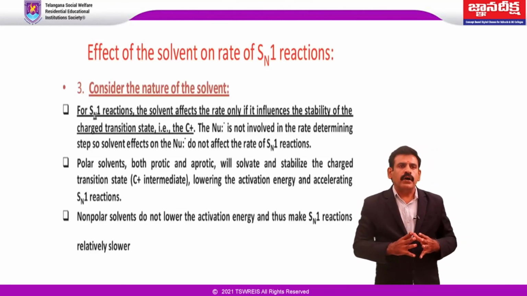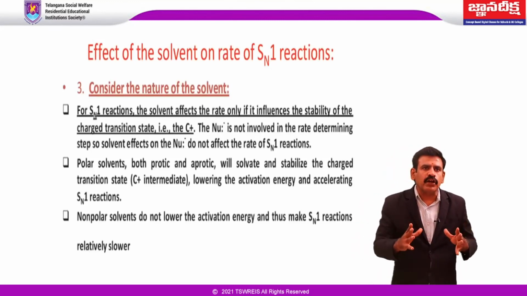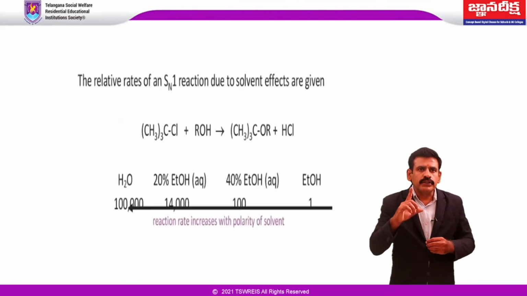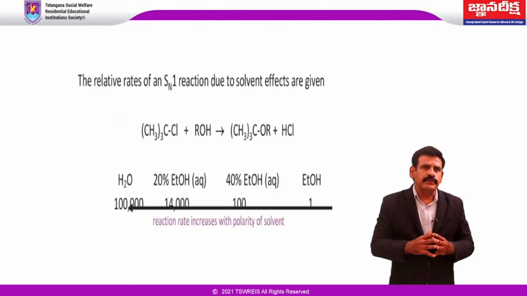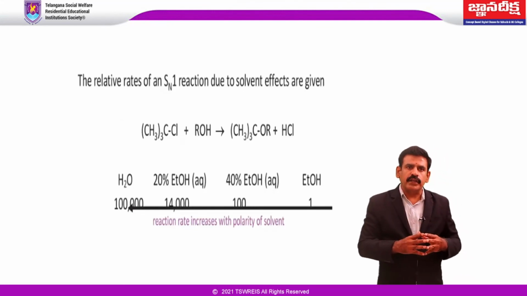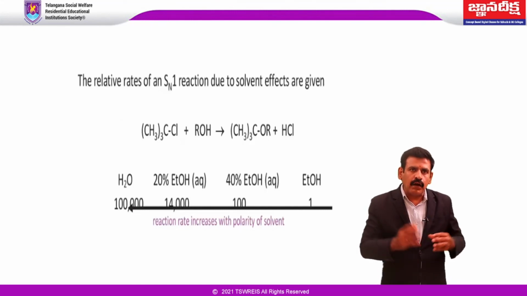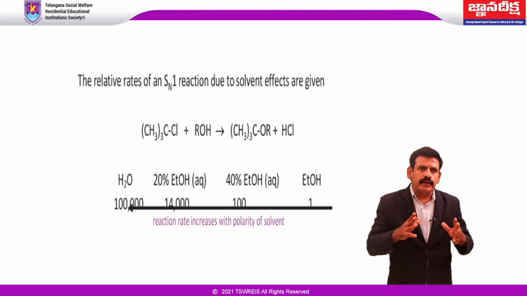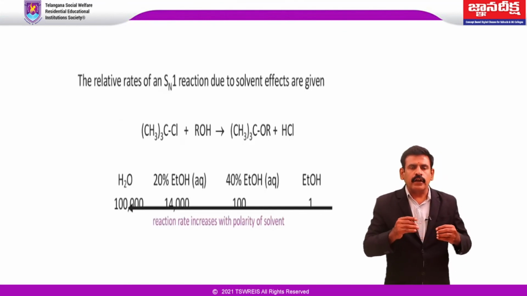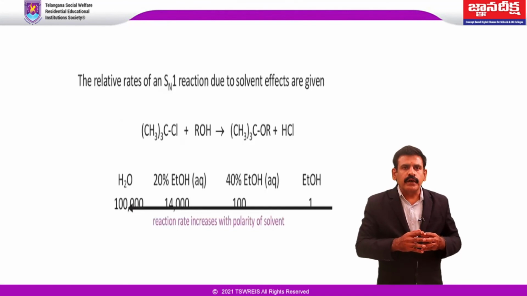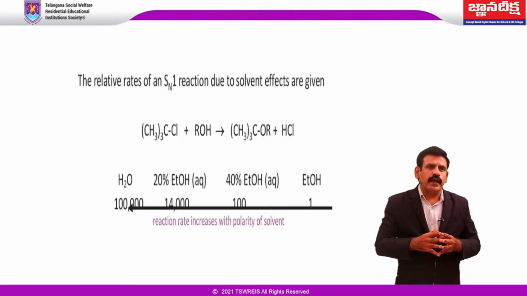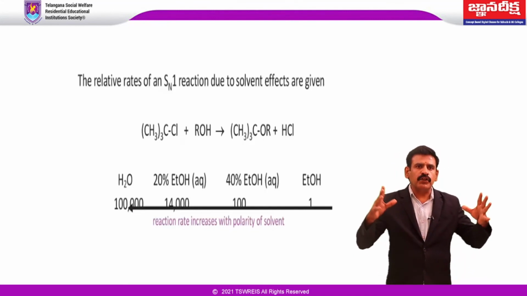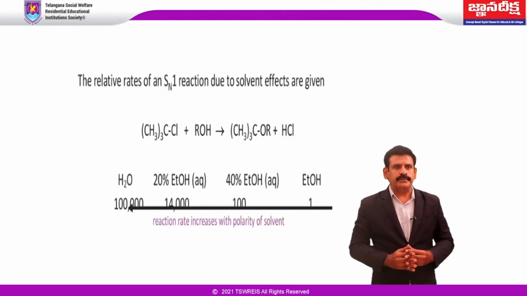The relative rates of SN1 reaction due to solvent effects are given here. Tertiary butyl chloride reacts with alcohol to give tertiary butyl alkyl ether and HCl. See water, then ethanol, then 40% ethanol, 20% ethanol and normal ethanol. So the reaction rate increases with the polarity of the solvent.